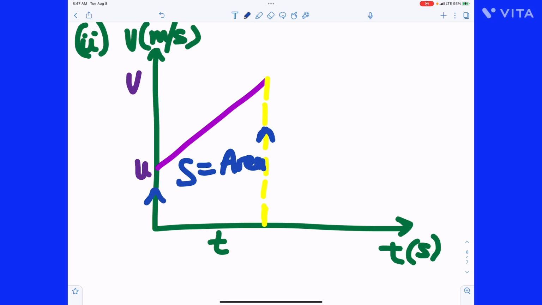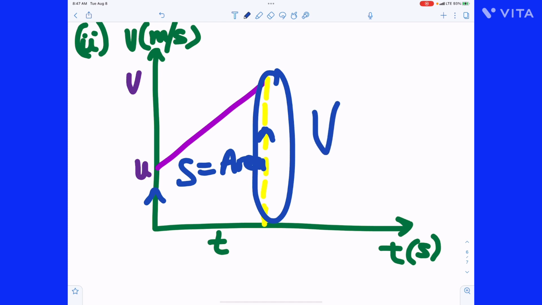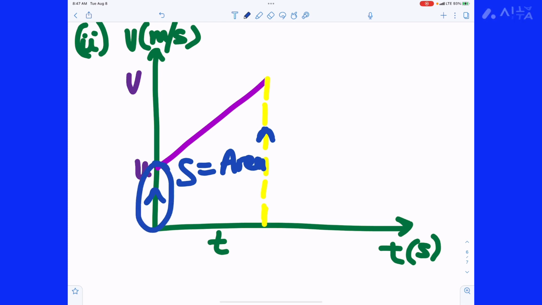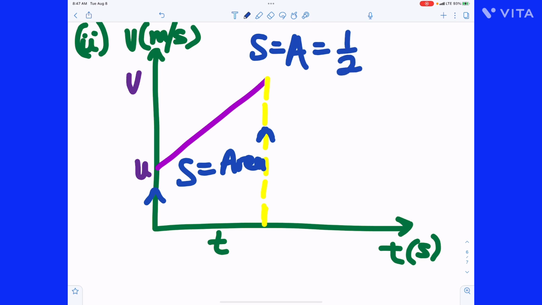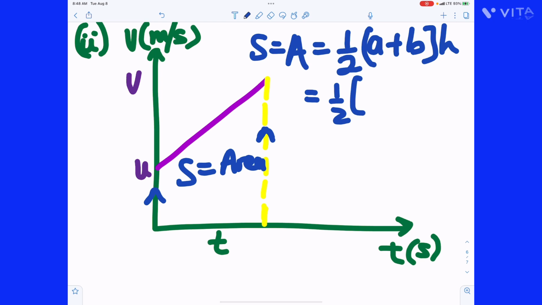Now, the length of this part is v, and the length of this part is u. So, we now do area. Distance is equal to area under the graph. The graph is a trapezoidal one. So the area of a trapezium is half open bracket a plus b times h. So that will be half open bracket a is u, b is v, times time. That gives us the formula for distance.